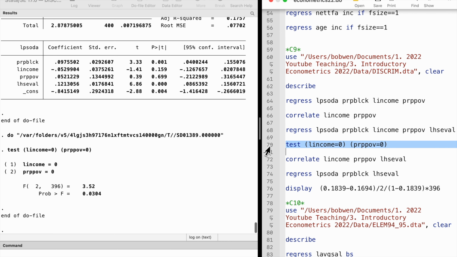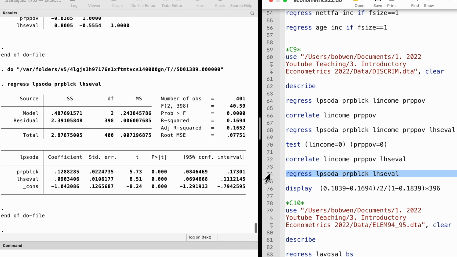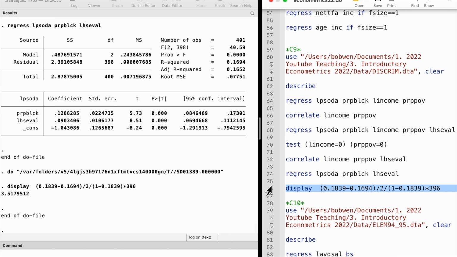We have run the long, unrestricted model and have the R-squared of 0.1839. We run the short, restricted model and its R-squared is 0.1694. The number of restrictions is 2. The degrees of freedom in the unrestricted model is 396. The F statistic is 3.52, which is exactly the same as using the Stata command.